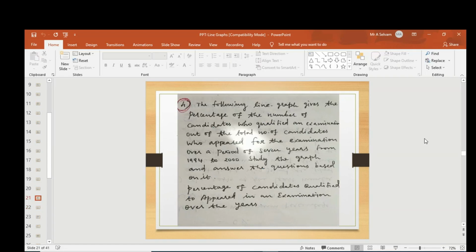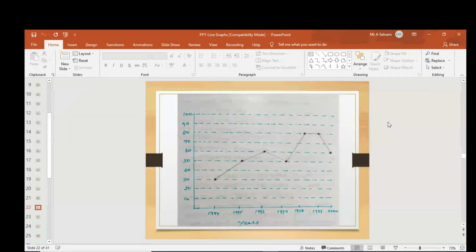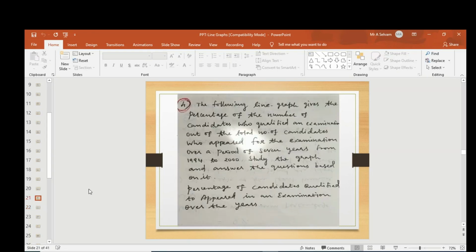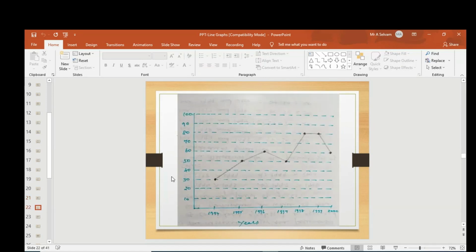Now I am showing the line graph. Here they have taken the years on the x-axis and the percentage on the y-axis: the percentage of candidates who qualified an examination.